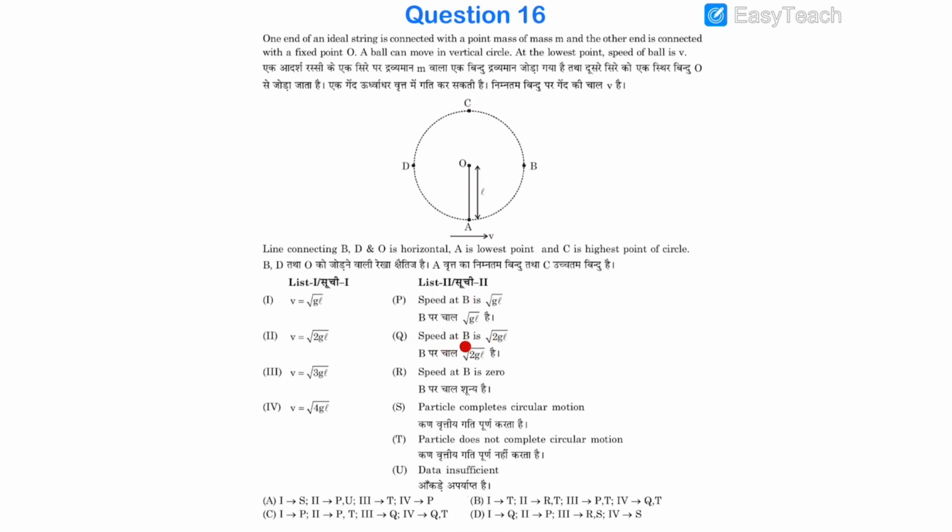Speed at B is root 2 gl is also not correct. Speed at B is 0 because it would not touch point B, so we cannot say that this is correct. And the particle completes circular motion is absolutely incorrect; the particle does not complete circular motion. So the correct matching for this one is option T. So the correct answer is B. Now we move on to the next question.